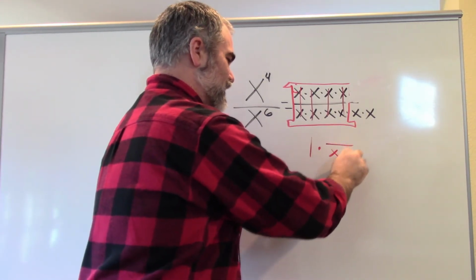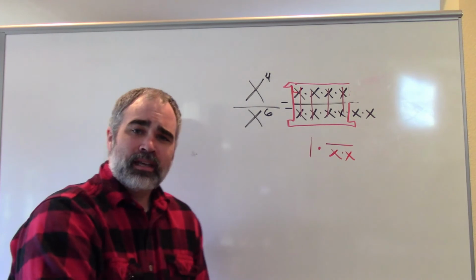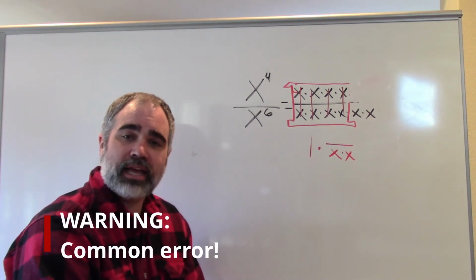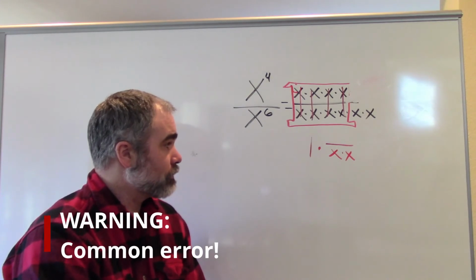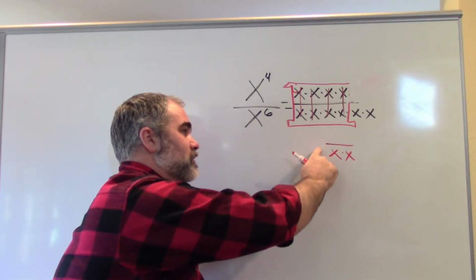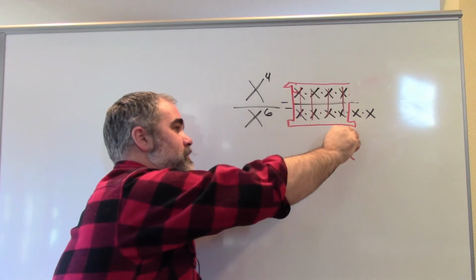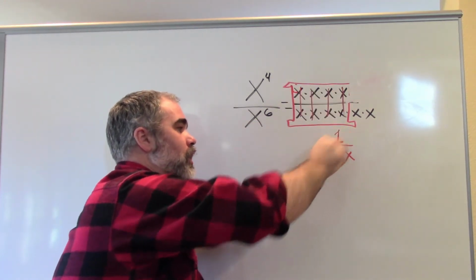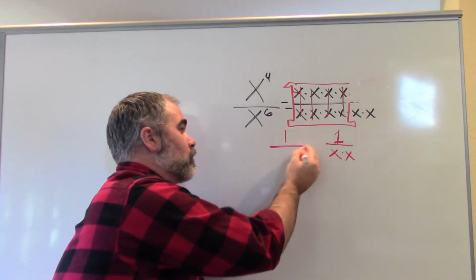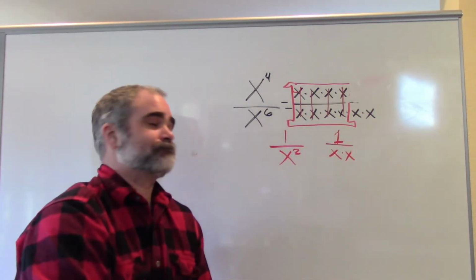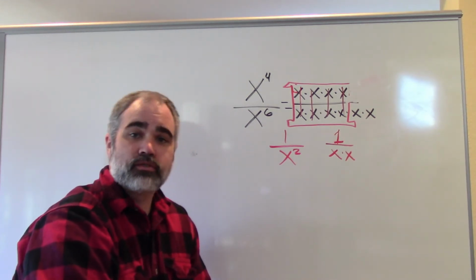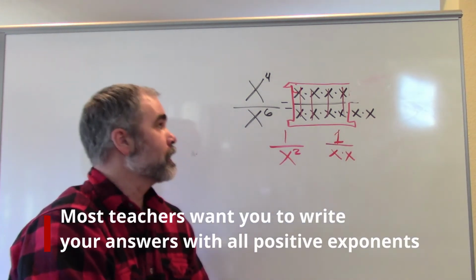x over x. And this is a really common error that a lot of people make. This does not equal x squared. This 1 is on the top as well. Okay, that 1 is everywhere. So this is actually equal to 1 over x times x, or 1 over x squared. You can even think about it as x to the -2 power if you like that better.